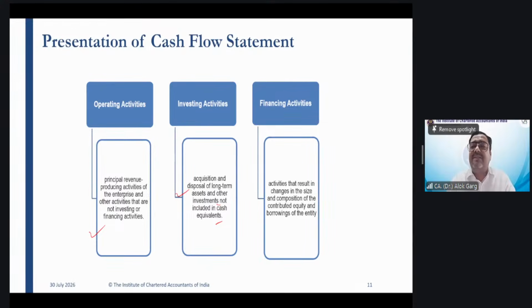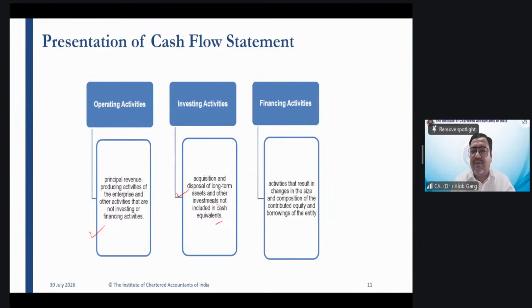A company has deposited money for 3 months in HDFC Bank fixed deposit. Whether it is part of cash and cash equivalent or it is part of investing activity. This investment in fixed deposit for 3 months, is it part of cash and cash equivalent or investing activity? It is part of cash and cash equivalent. It will not form part of investing activity. This is what it is saying.